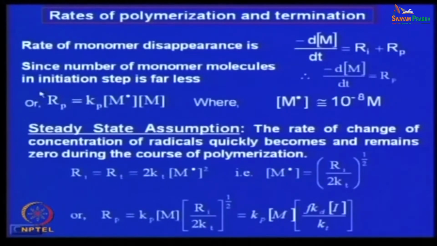Now, in order to evaluate this rate of propagation, we have to know these parameters: K_P, M dot, and M, that means the concentration of monomer at any instant of time, the unreacted monomer remaining. The quantity of monomer present at any instant of time can be estimated. But how to estimate the growing radical concentration? As I mentioned, its concentration is very less and so transient that it is almost impossible.